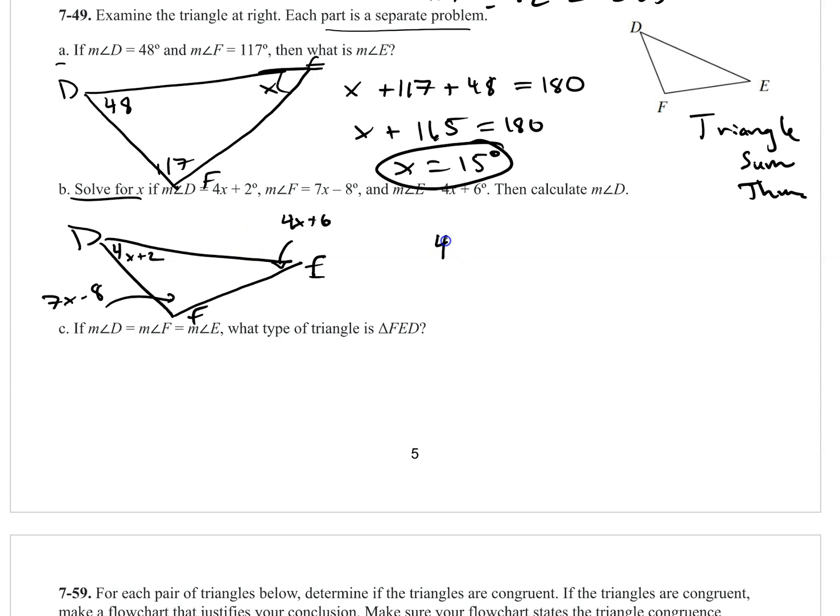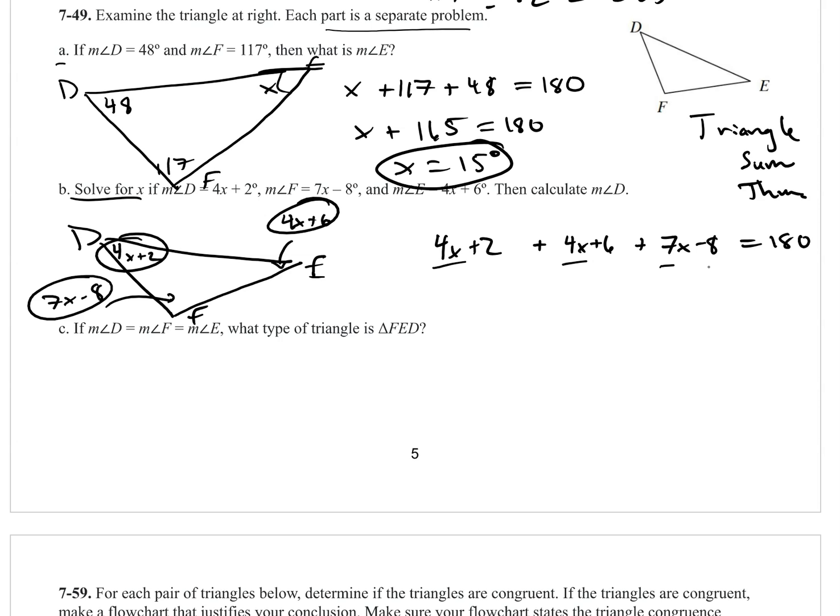So if we add angle D, which is 4x plus 2, plus angle E, which is 4x plus 6, plus angle F, which is 7x minus 8. If we add together these three angles, they should add to 180. Combining like terms, 4x, 4x, and 7x, that's 15x. 2, 6, negative 8, that's 0. X is 12.